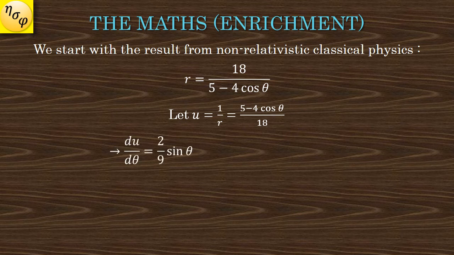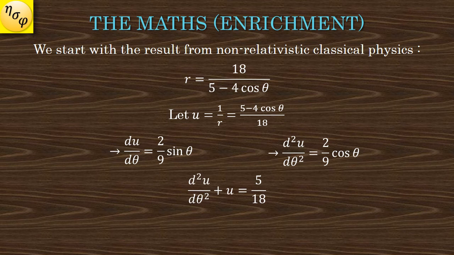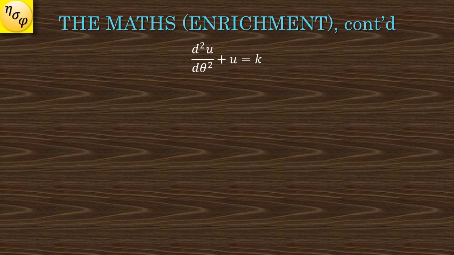Let us now differentiate u with respect to theta, and then we differentiate again. Then we obtain d2u over d theta squared plus u is 5/18. In general, we can write d2u over d theta squared plus u equals k, with k a constant, and for our case, k is 5/18. Let me rewrite the general result from the previous slide, and this is the best part.